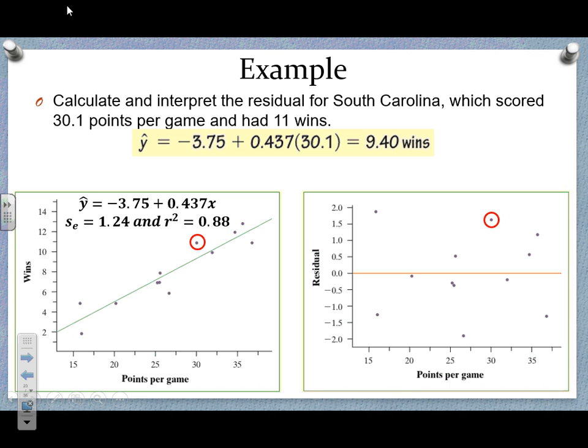So if I want to calculate my residual at this point, what would I do? We would take 11, our actual wins, minus our predicted wins, 9.4, and we get 1.6 wins as our residual. So what does this mean in context? What does this 1.6 wins actually tell us about South Carolina?